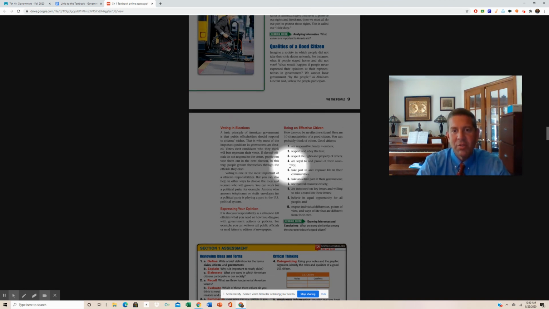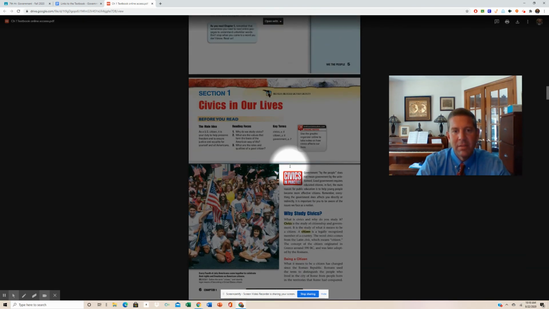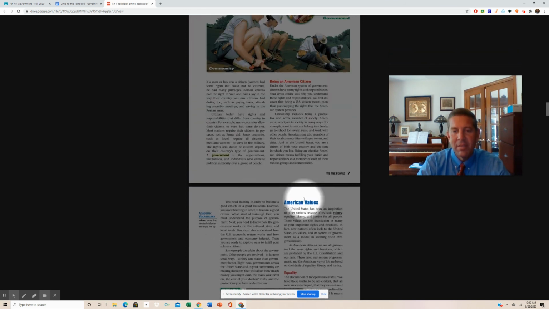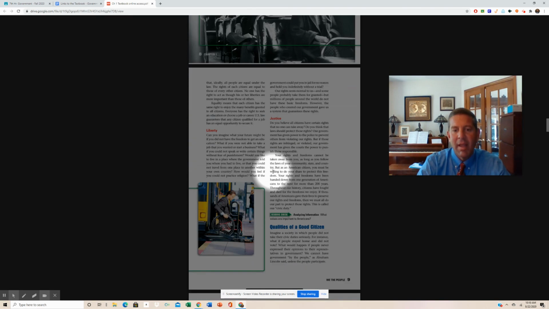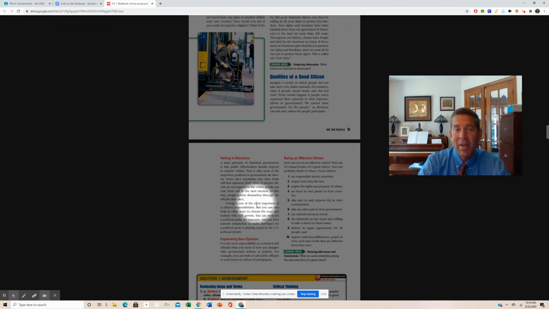Very short. And so to recap, really it's just about civics in our lives, what civics is, the study of citizenship and government, and then defining those terms. What does it mean to be a citizen? And specifically, what does it mean to be an American citizen? And how can we be a good citizen? So that concludes our chapter 1, section 1 notes. You should go back and read chapter 1, section 1, just those couple of pages, and make sure you understand all that stuff. Thank you very much.